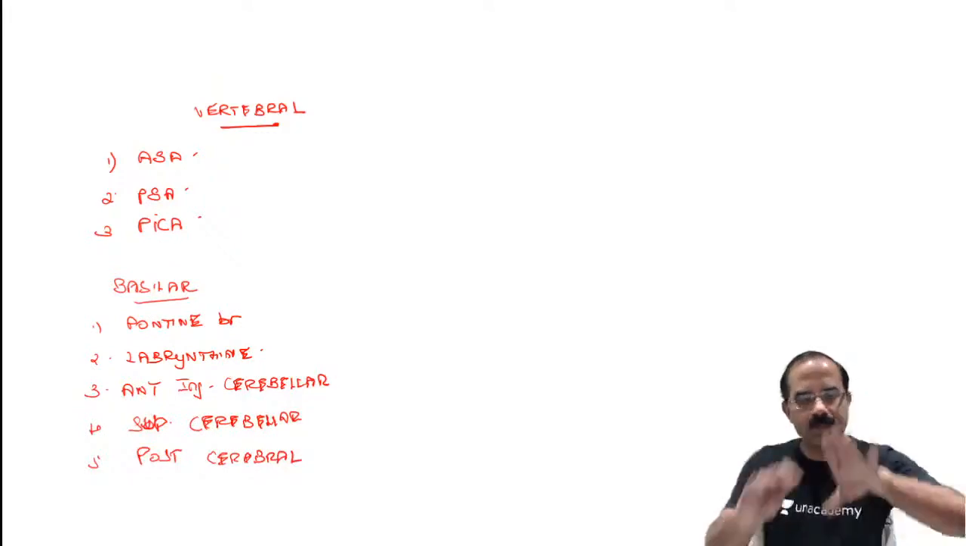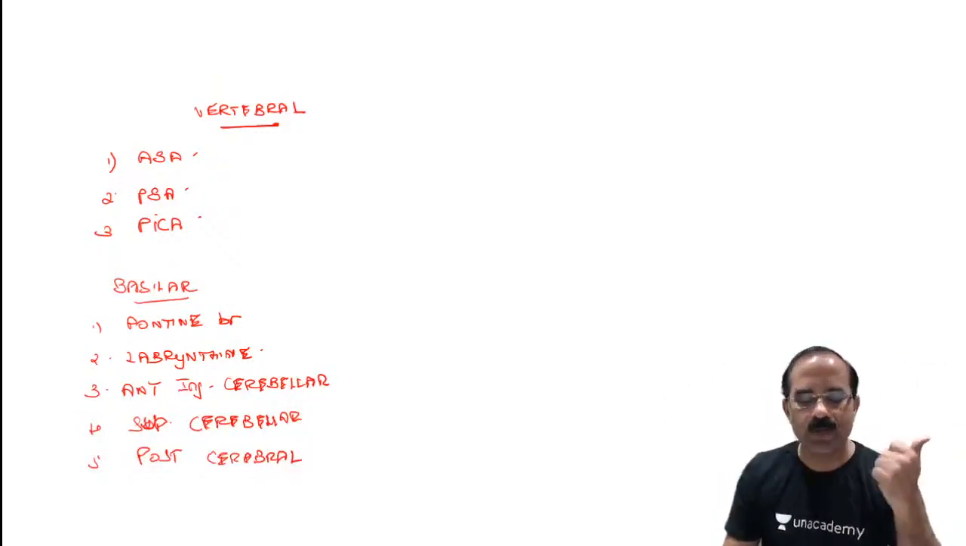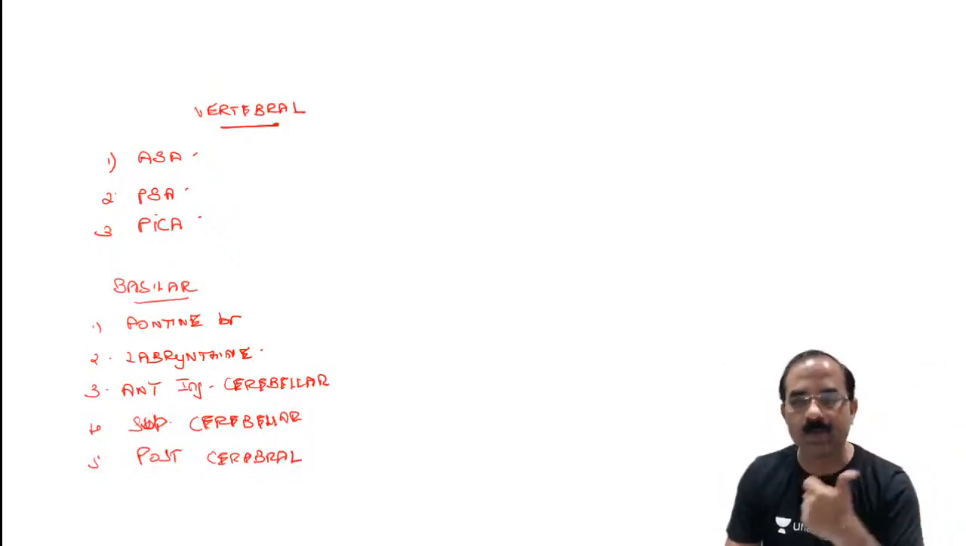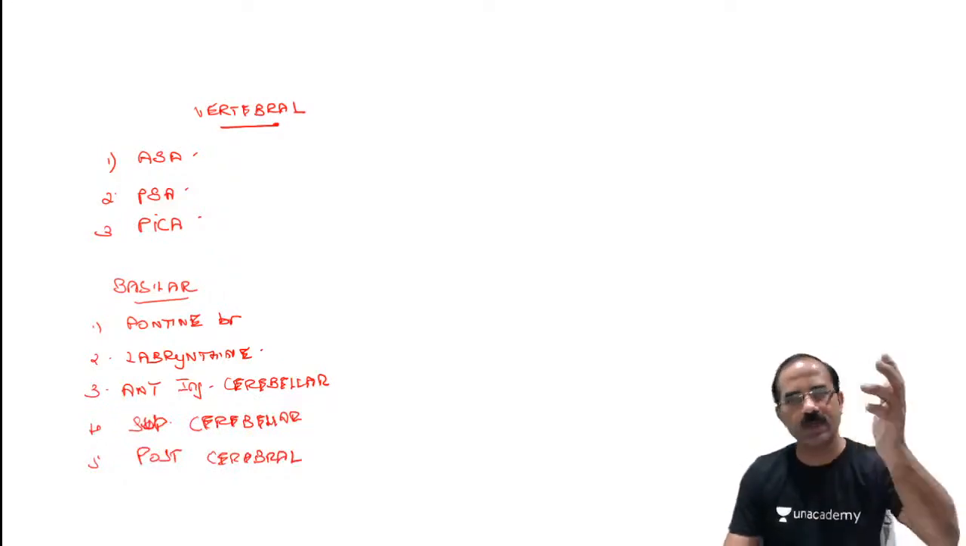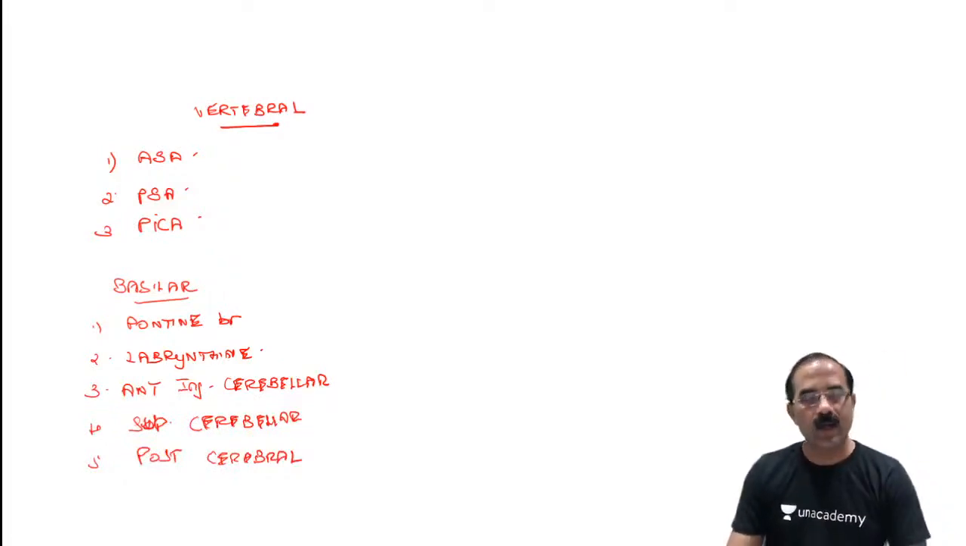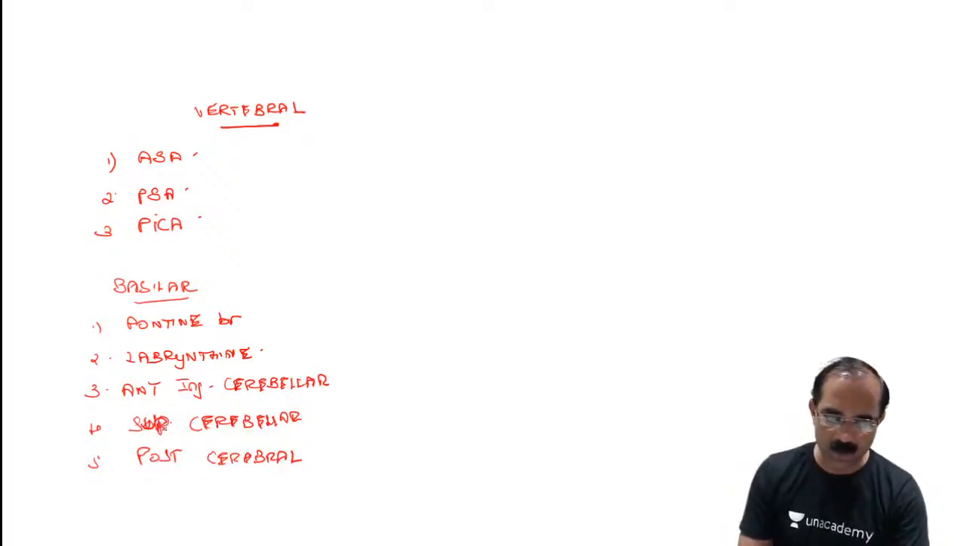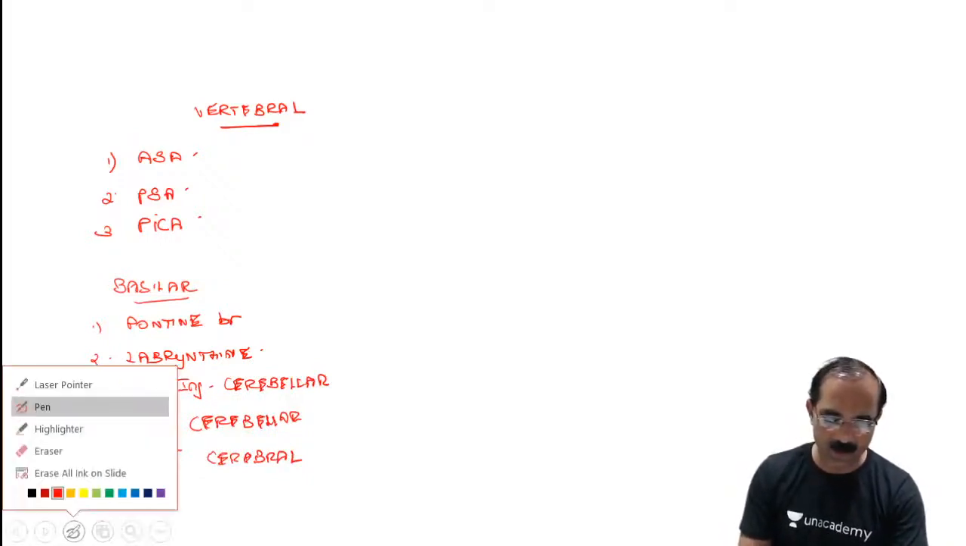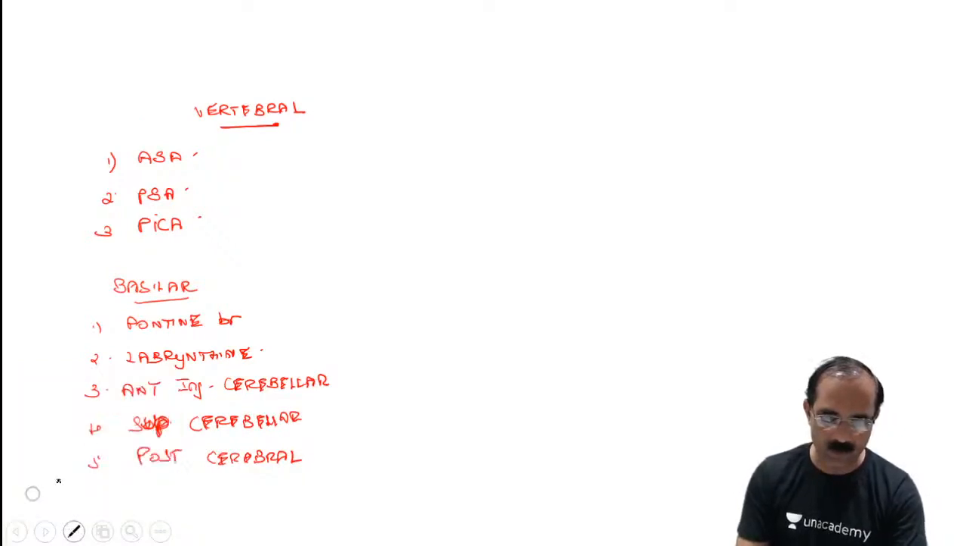The pontine branches give branches to the pons. These are known as pontine branches. Next is the labyrinthine artery, which goes to the internal acoustic meatus. The anterior inferior cerebellar, the superior cerebellar artery, and the last one is the posterior cerebral artery.